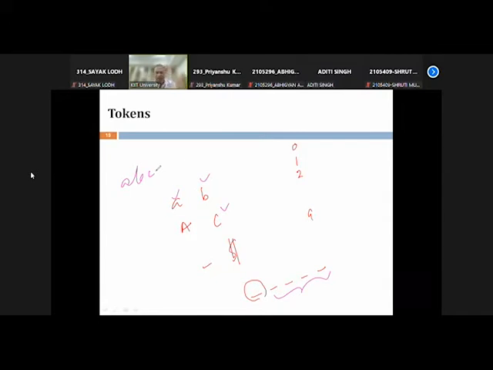Can ABC be an identifier, yes or no? Yes, sir. Can I write AB underscore 1 as an identifier, yes or no? Yes, sir. Can I write 1AB as an identifier? No, sir. Why no? It must start with a non-numeric character.